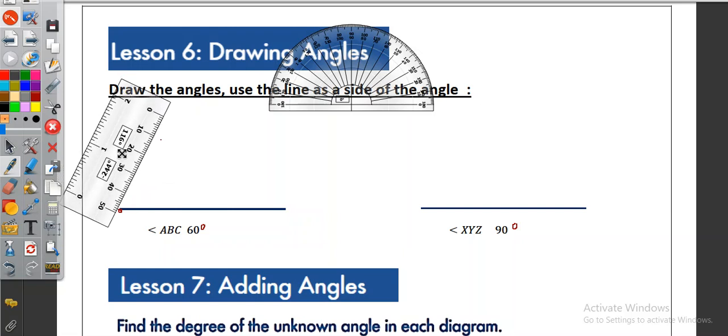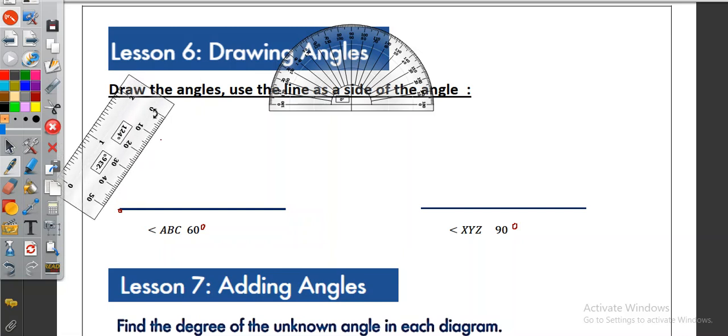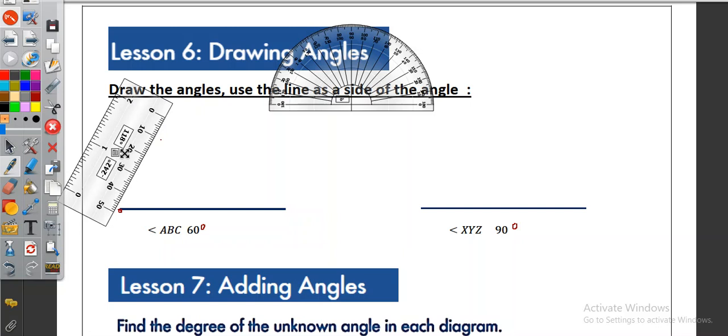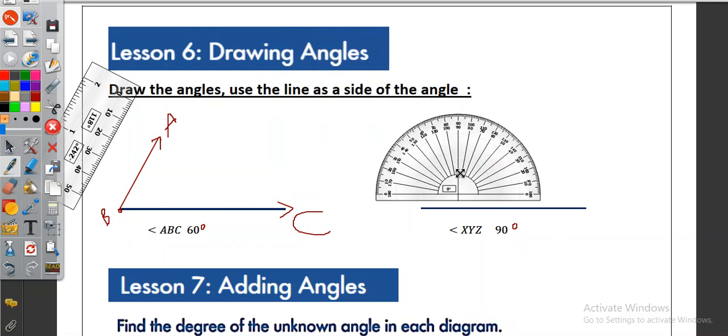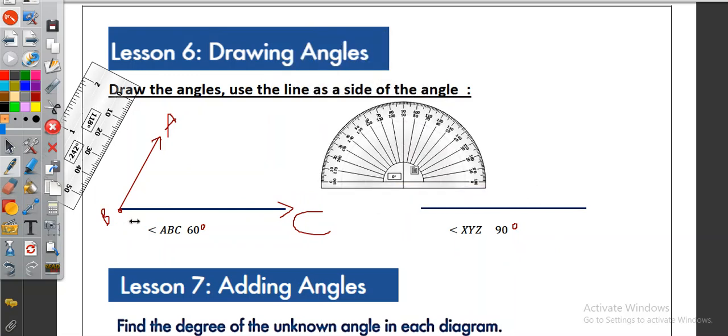Okay, we're trying to be as accurate as we can. Then you will draw the line. So this angle here is called A, and the center here on the vertex is B. This is C. Draw the angle 90. Well, this is important to learn how to draw the angle, the 90 angle.